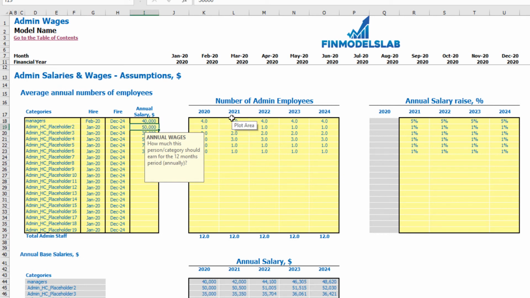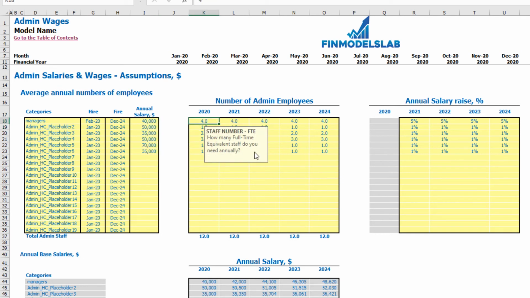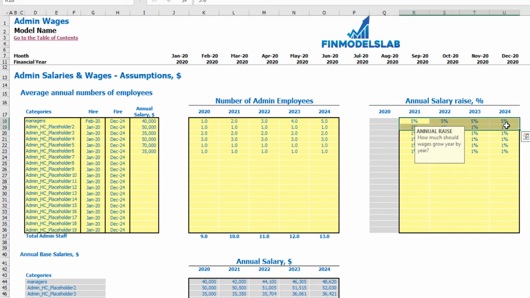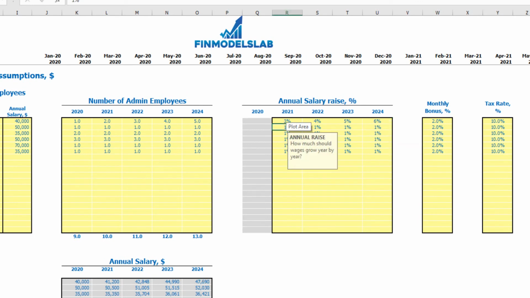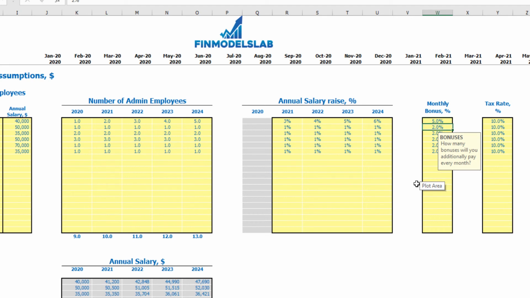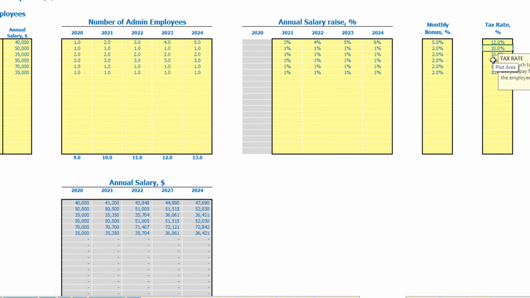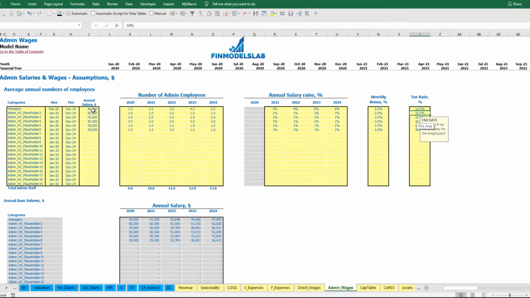Then you should input the number of admin employees. Let's pretend in 2020 it will be 1, then 2, 3, 4, and 5. Then you can also input the annual salary rise. So, for example, 3% of annual salary the first year, 4 next, 5 and 6. Also here you have a setup for the monthly bonus, for example 5% per month, and the payroll tax rate, for example 12.